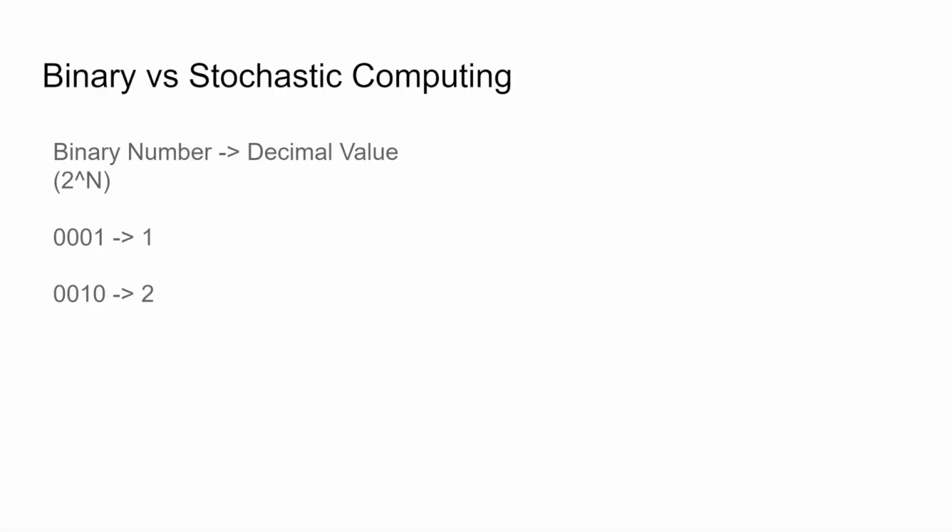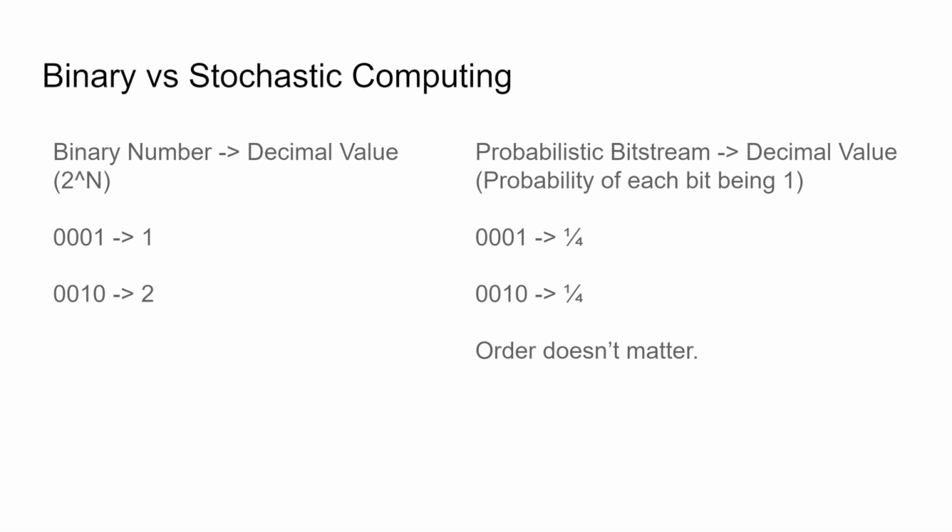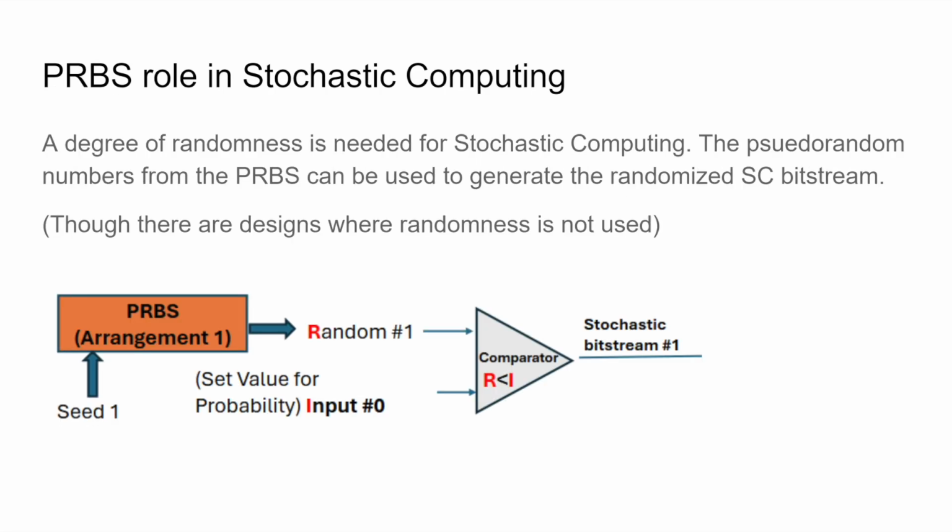Compared to binary, stochastic computing is a method of computing using probabilistic bit streams. So in other words, you can say it's probability represented by bit streams. For example, you can represent 1/4 as the probability of each bit being 1 with the sequence 0001 or 0010. The order doesn't matter the way it does in binary. In general, a degree of randomization in the bit stream is needed for stochastic computing operations.